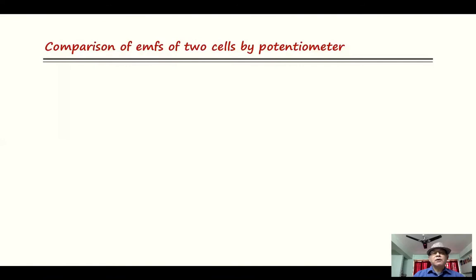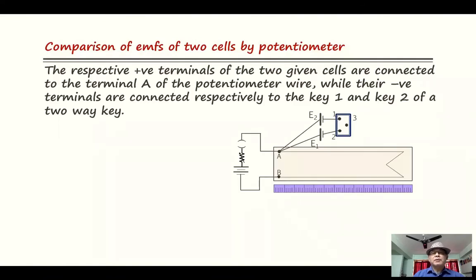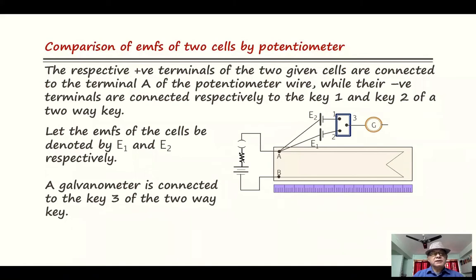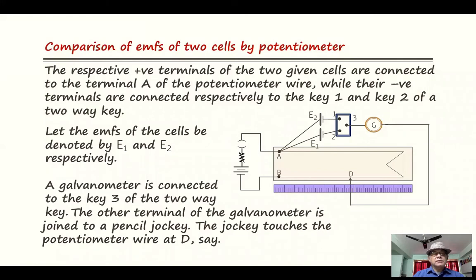Comparison of EMFs of two cells by a potentiometer. The respective positive terminals of the two given cells are connected to the terminal A of the potentiometer wire, while their negative terminals are connected respectively to the key 1 and key 2 of a two-way key. Let the EMFs of the cells be denoted by E1 and E2 respectively. A galvanometer is connected to the key 3 of the two-way key. The other terminal of the galvanometer is joined to a pencil jockey.